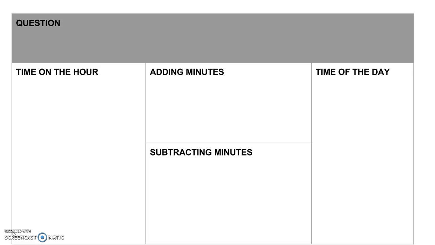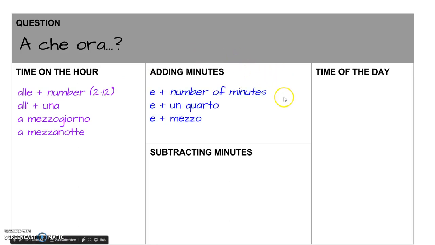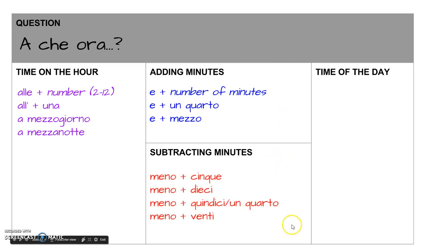So to summarize, we have our key question, a che ora, at what time. And here we have all of the different elements of telling the time, of stating at what time in Italian. So on the hour, if we want to add minutes to those times, if we want to subtract minutes from the next hour, and if we want to specify which time of the day we are talking about.